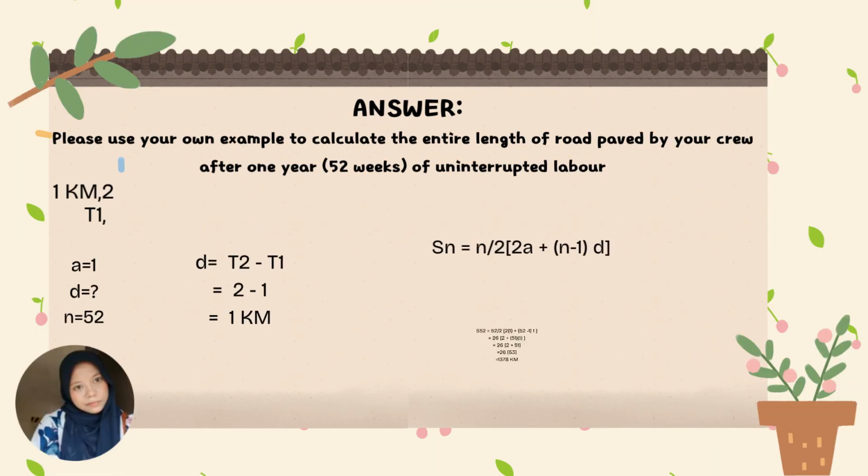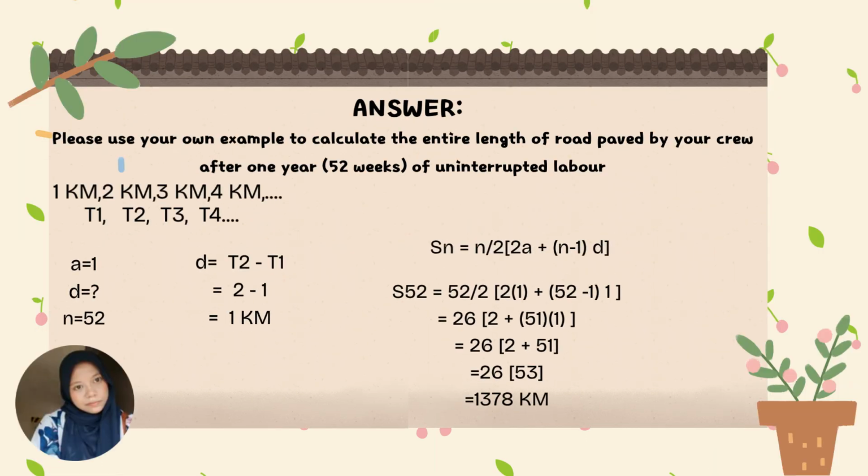For A, we need to find the total length of road paved by the crew every 15 weeks. Let's say the crew paved 1 km, 2 km, 3 km, 4 km, and so on. This can be presented as term 1, term 2, term 3, term 4, and so on. We can see that the length increased by the same value every week. So this is an arithmetic sequence. From this, we can find a, which is 1 km in the first term. The common difference is term 2 minus term 1, which is 2 minus 1, equal to 1 km.